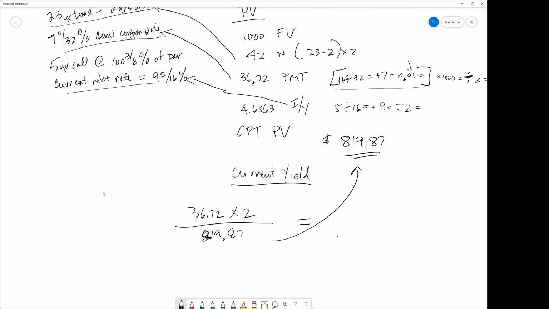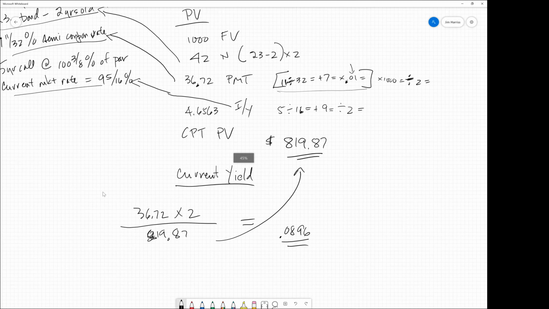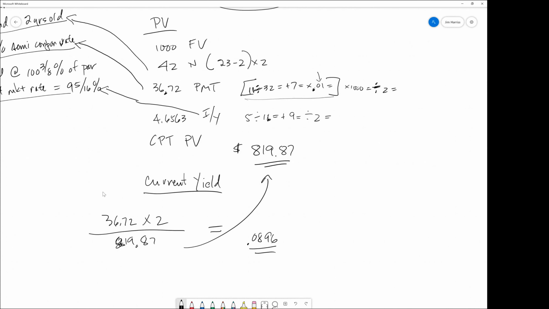You get this number, 0.0896. Okay, so that's your current yield. Well, folks, that's greater than your coupon rate, which is what it had to be. It's almost 9%.